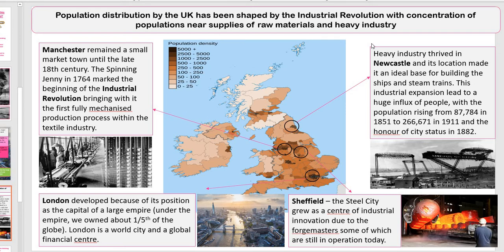If we move over to the east coast, in the northeast here, we've got Newcastle. Newcastle was really well known in the Industrial Revolution for its heavy industry. So building ships, building steam trains. Okay, so that sort of physical labour caused a huge influx of people into the Newcastle area to work in those docklands. And the same on the opposite side of the country in the west in Liverpool, big docklands there as well.